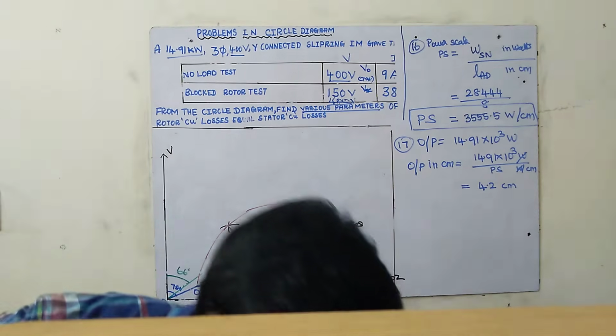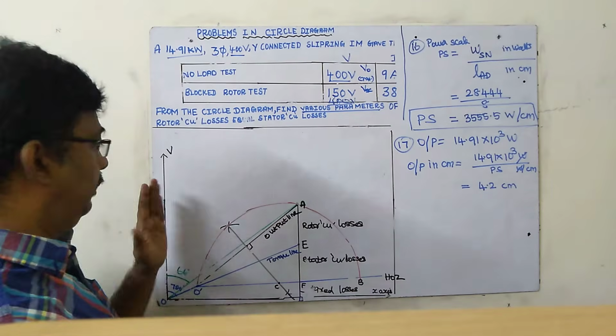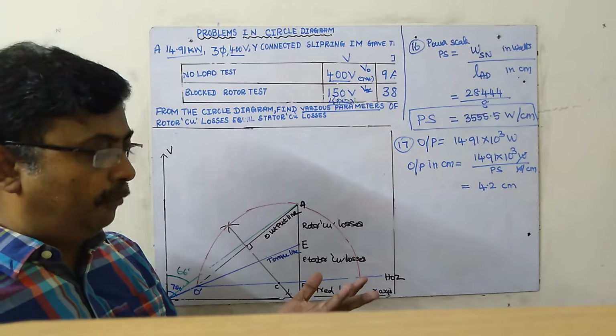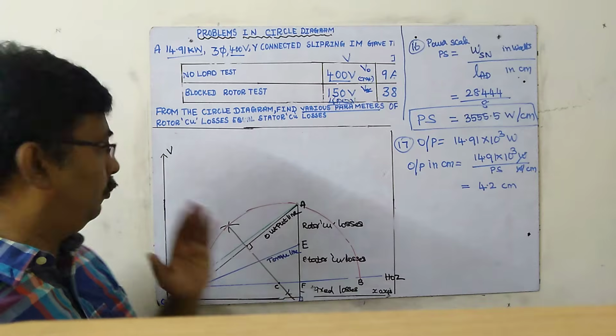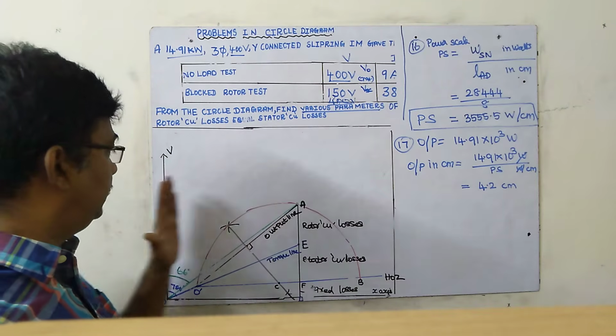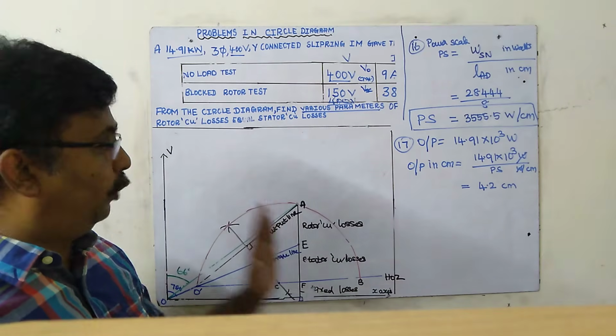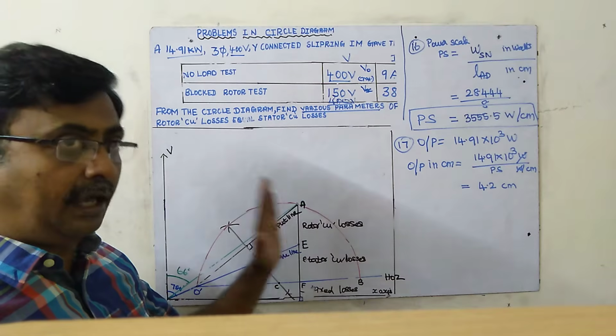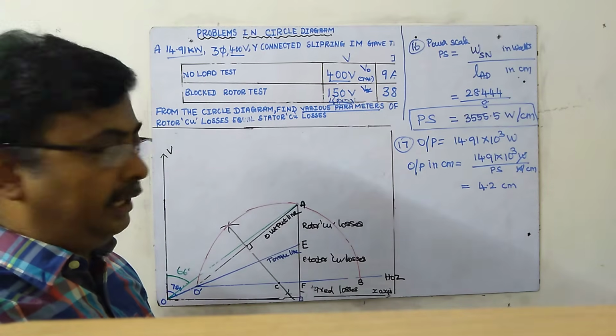The y-axis, the voltage axis, represents power, because all are active components. Current is an active component, power is an active component. All active components are related to this voltage. So on the y-axis we can have power and current, because all are active components.